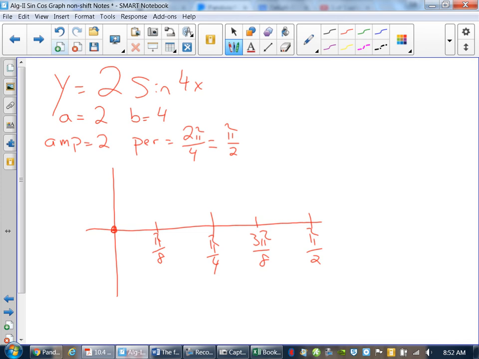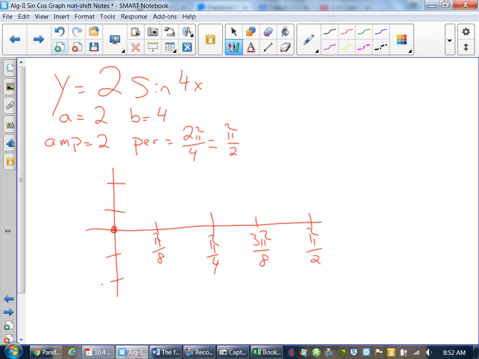Our A value was 2, which means how high up is the sine graph going to go? It's going to go to 2. And it's going to go down to -2. Which means, yes, sir? Didn't you say it was the absolute value? So what's the absolute value of 2? Can it be -2 or 2?